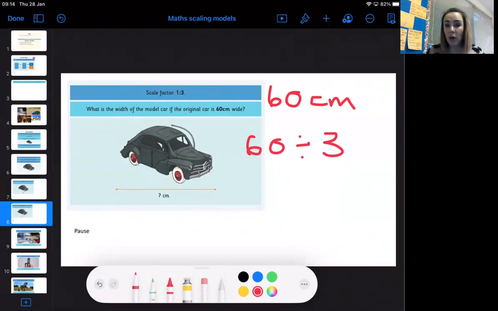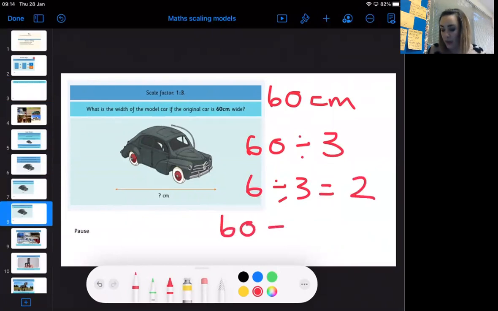Let's think what I know. I know that 6 divided by 3 is 2. Therefore, I know that 60 divided by 3 is 20. So the width of the model car is 20 centimetres, because I know that 60 is 3 times bigger than 20.